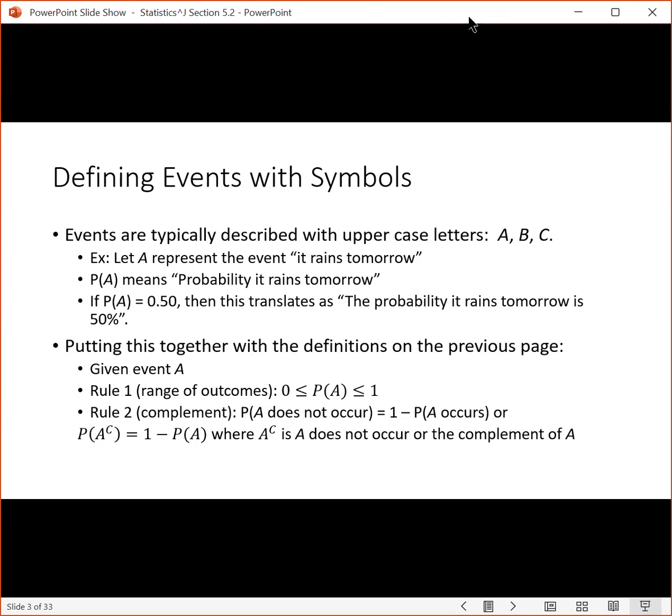Putting this together with the definitions on the previous page, we can say that given event A, rule 1, the range of possible outcomes: the probability is going to be between 0 and 1, including 0 and 1. Rule 2, the complement rule: the probability A does not occur equals 1 minus the probability that A does occur. Or you can use this uppercase C here to represent the complement, and this says the same thing in symbols.